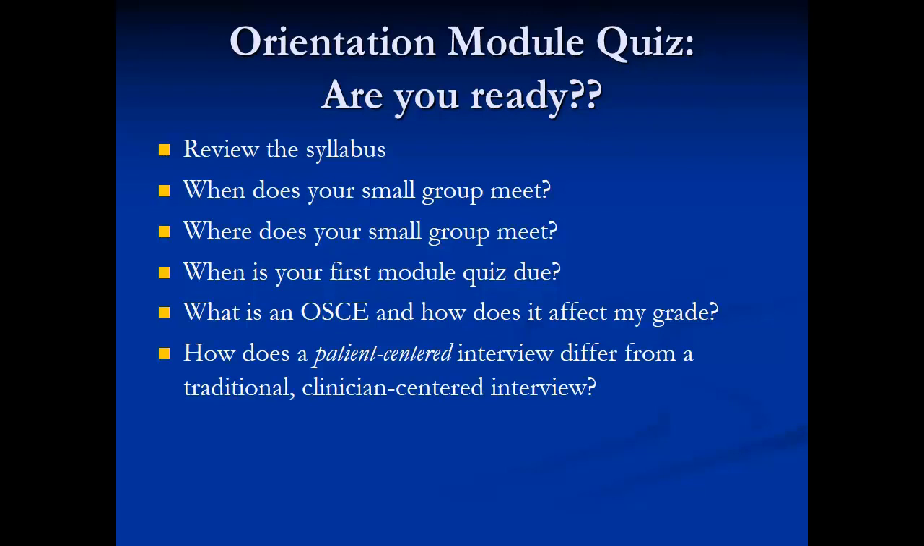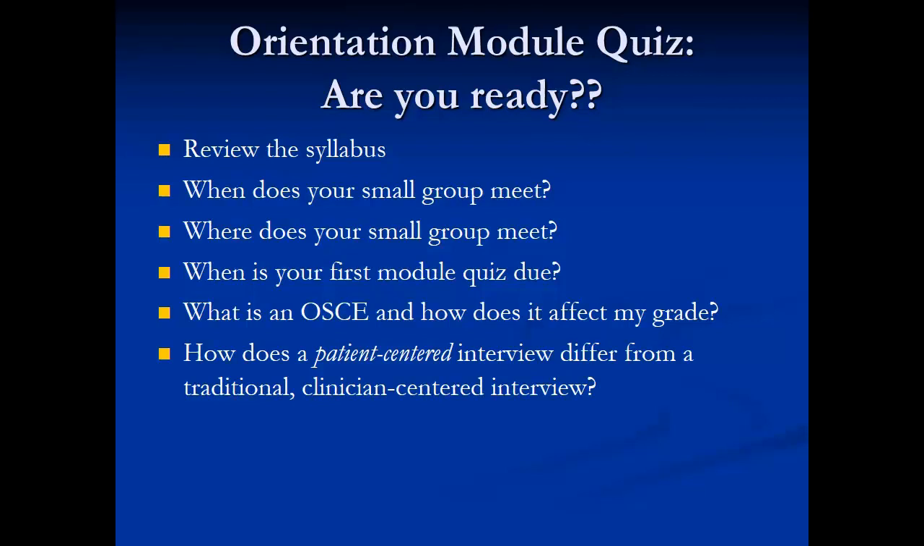On D2L, there is a VA campus map that you can also download to find which building and to find where your small skills group is meeting. Thirdly, when is your first module quiz due? Remember, those are going to be due prior to meeting with your small skills group. So knowing if you're Group A or Group B is very important. It will also determine when your first quiz is due.